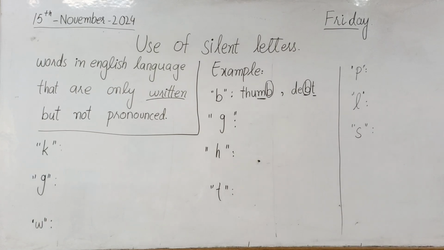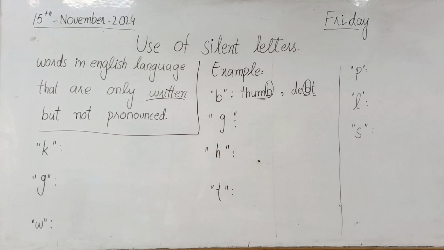You can see the first word, thumb. We pronounce it as thumb with the M, but we write it as T-H-U-M-B, and before the B in thumb it is M. So after M, every word in the English language will be pronounced without B. You can see the B before T in the word debt, and in every word in English, B before T will be silent.